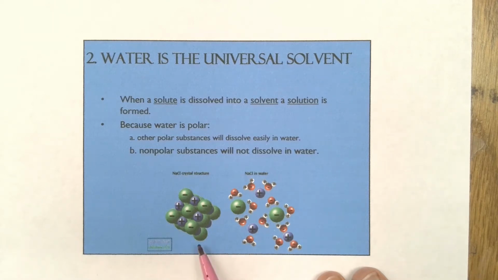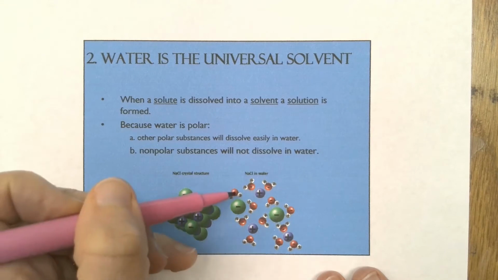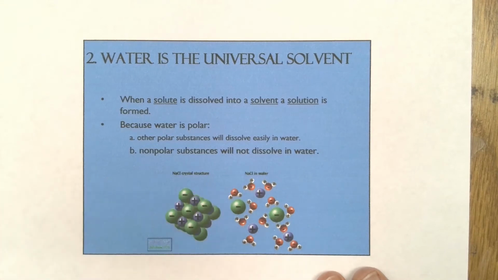So this is salt, sodium and chloride ions, right? And so that's just crystallized salt. And then when you add that to water, it's going to dissociate and break apart. And so those negative and positive sodiums and chlorines are going to be mixed throughout the water molecules. Okay, so water is going to dissolve lots of other polar substances to make solutions.